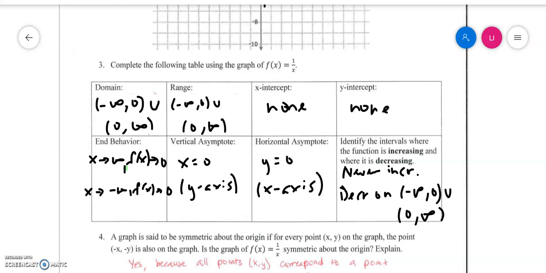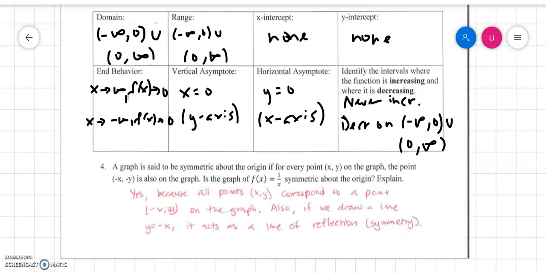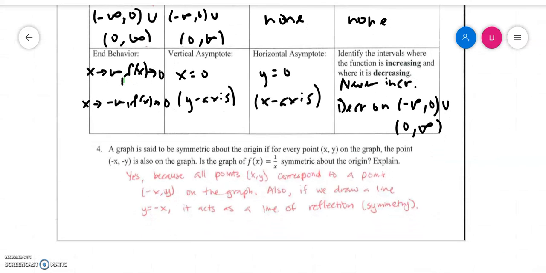All right, and then the last question was whether the graph is symmetric about the origin. There is the answer. So pause the video if you need that. But after you copy these notes down, I have an extra question for you to answer to see if you understood. So please make sure to answer that question. And that's your work for today.